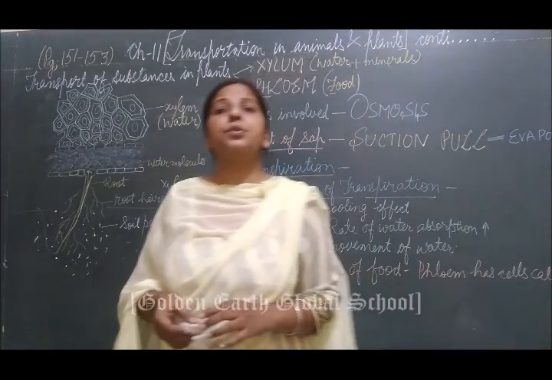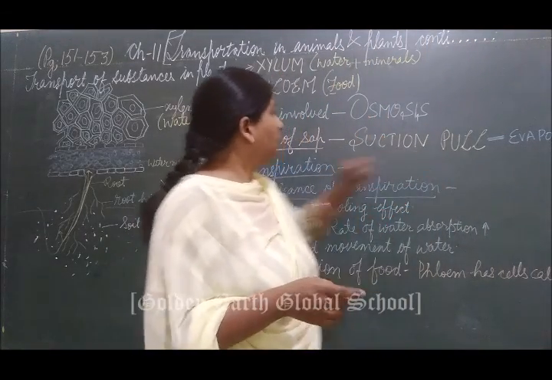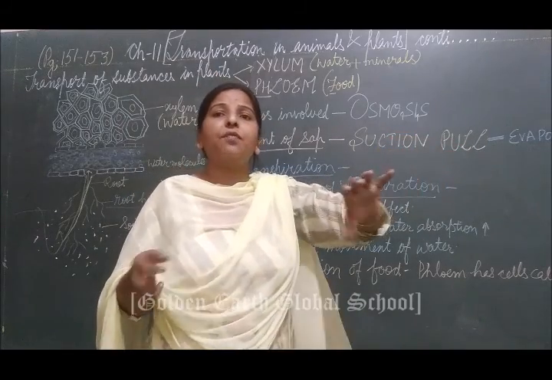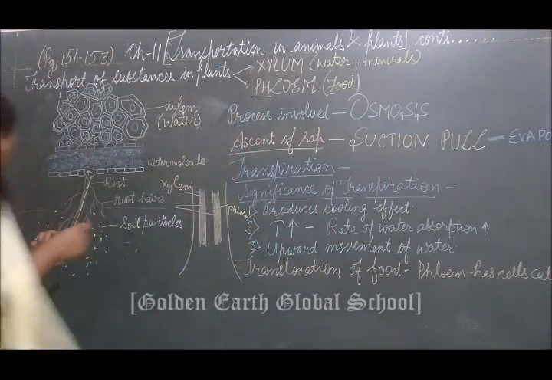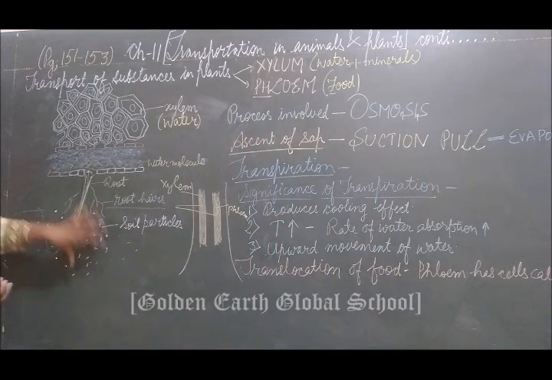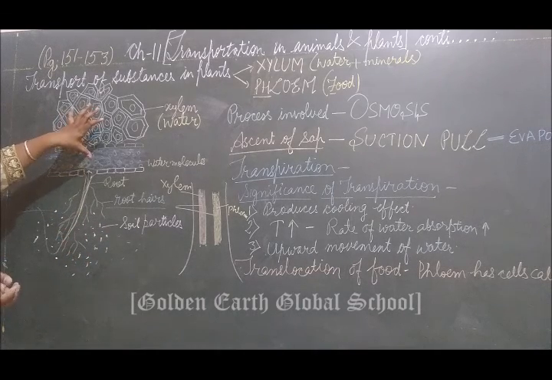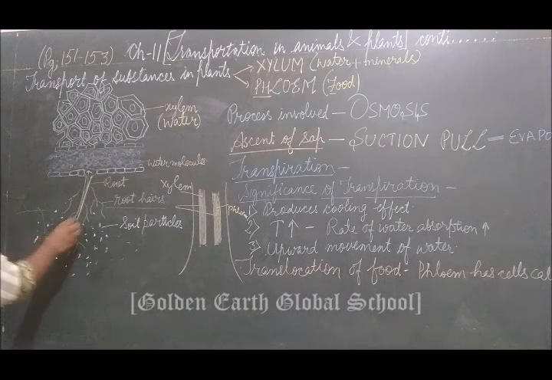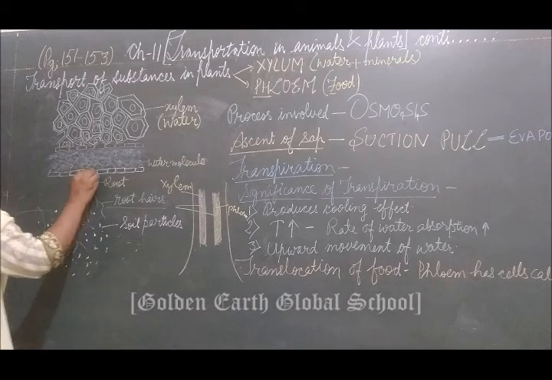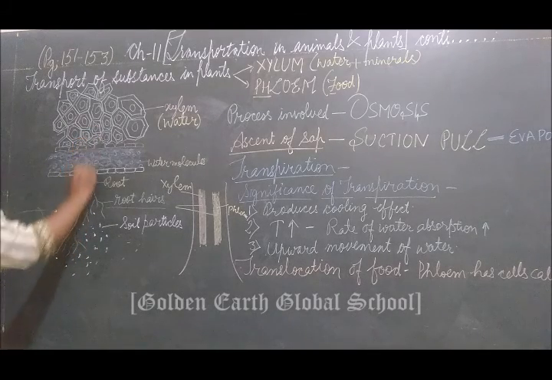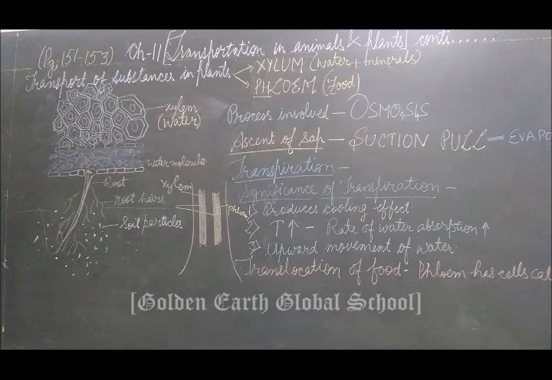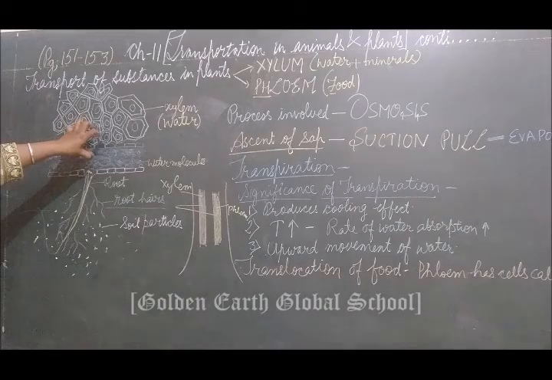Higher concentration to the lower concentration, because in that region of the higher concentration, as you know, the concentration of the minerals and water is more, but here it is less because it is inland. So osmosis will cause the movement, and through osmosis it will get absorbed into the tissues of the plant body.